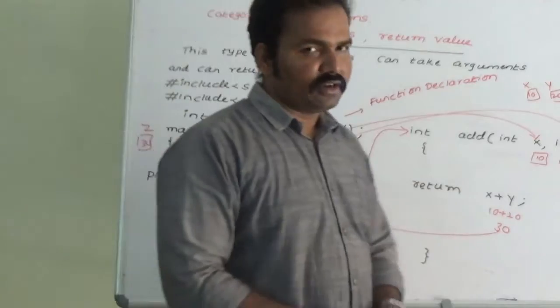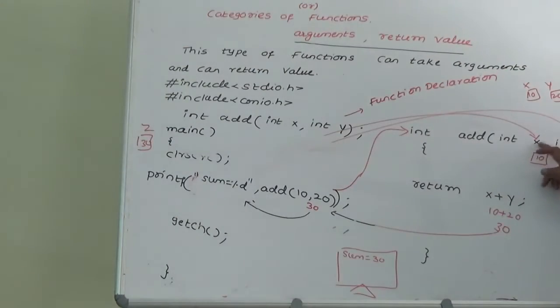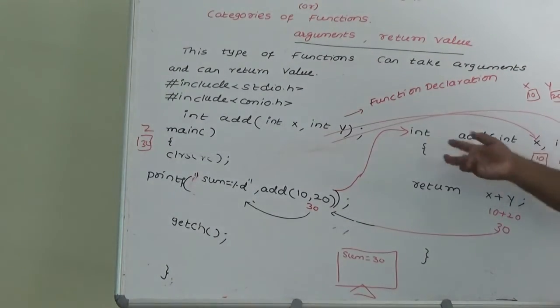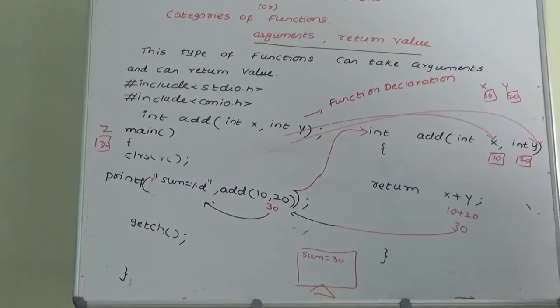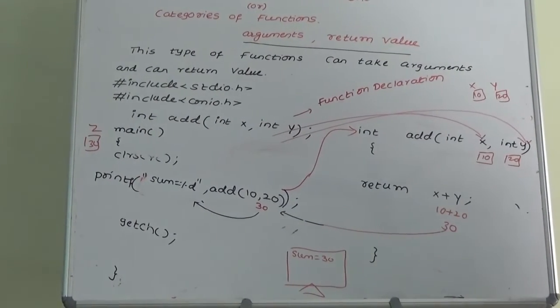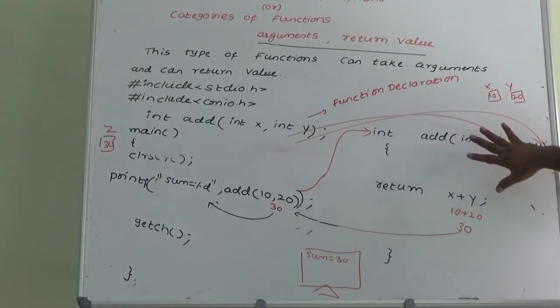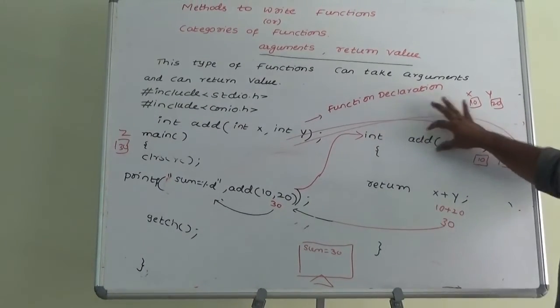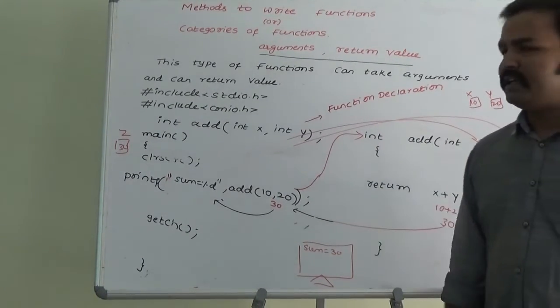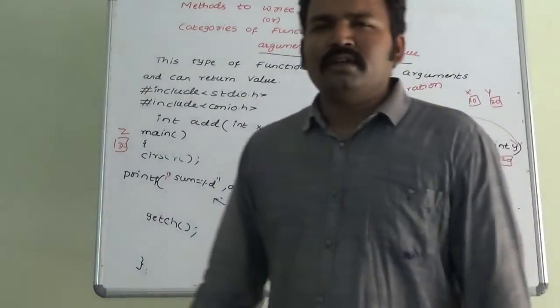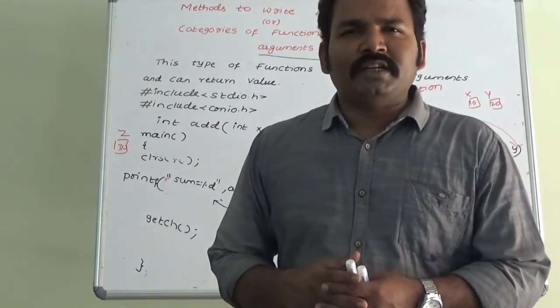Here the add function will take 2 arguments and it will return an integer value. So clear? This is about function with arguments and return value. So the categories of functions are completed.